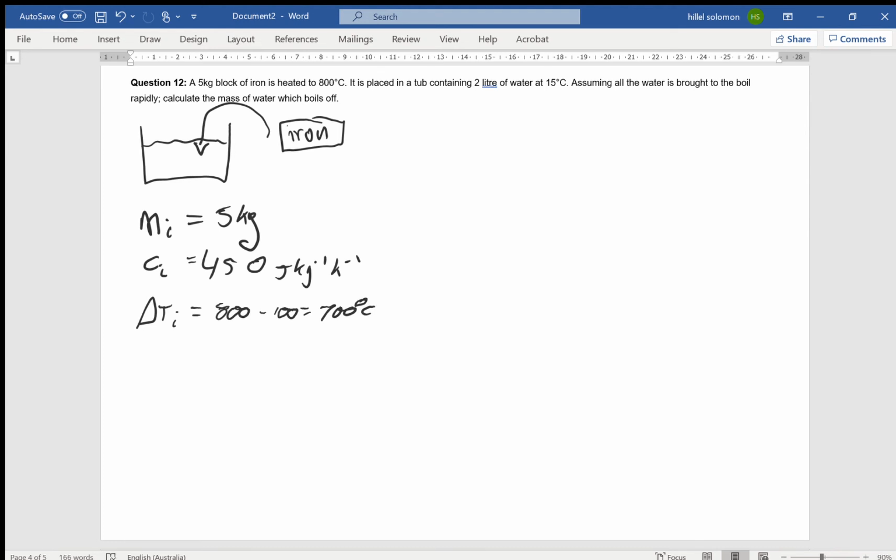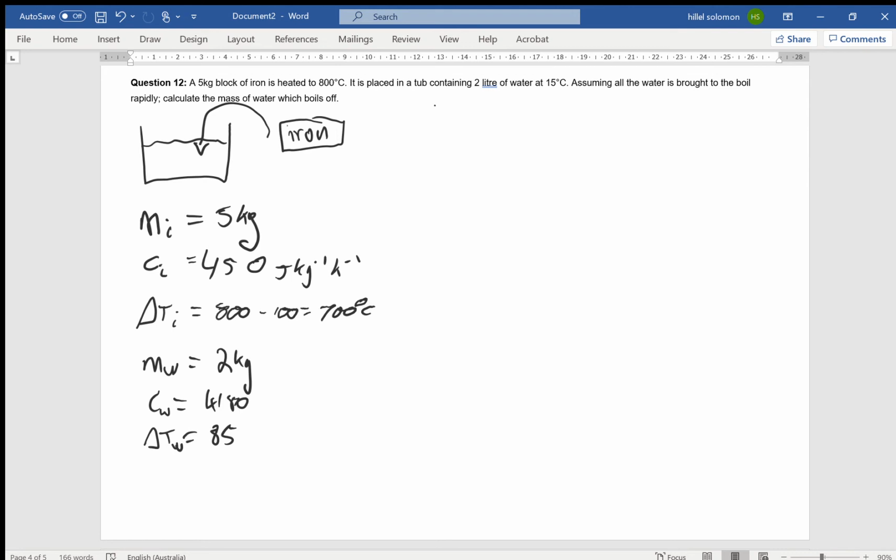Now, what's happening with the water? We have a mass of water of, well, it's 2 liters, so that's 2 kilograms of water. We know its specific heat capacity is 4180. Its change in temperature is from 15 up to 100, so that's 85 degrees. And that's all for the water. Then some of that water is going to turn into steam.